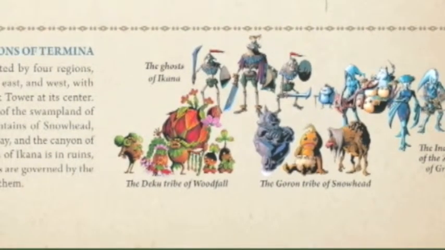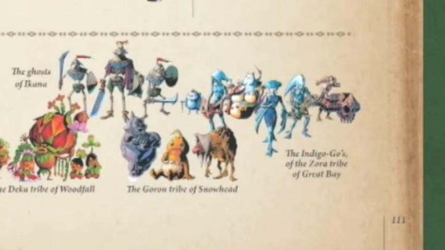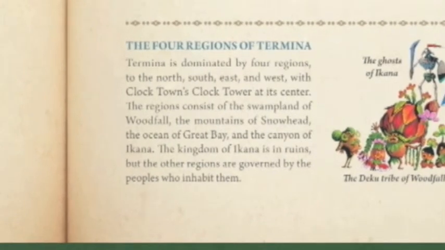Here's the Deku tribe of Woodfall, the Goron tribe of Snowhead, the Ghost of Ikana, and the Indigo-Gos of the Zora tribe of Great Bay. These are the main characters you deal with throughout Majora's Mask, and yeah, they're really cool. The four regions of Termina.